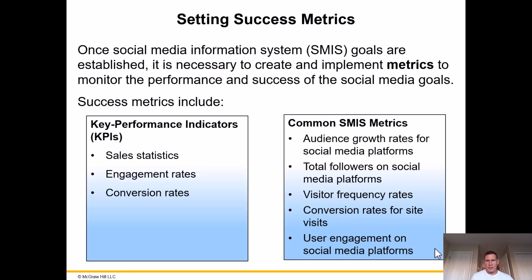Once a social media information system goal is established, it's necessary to create and implement metrics to monitor the performance and success of the social media goals. Otherwise, how do we know how we're doing if we don't have measurable metrics by which to go by? So success metrics include KPIs, key performance indicators. That could be sales statistics, engagement rates, conversion rates.